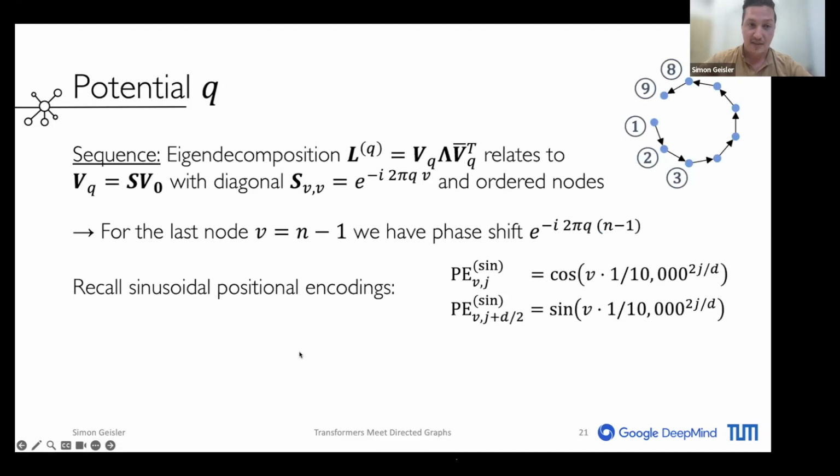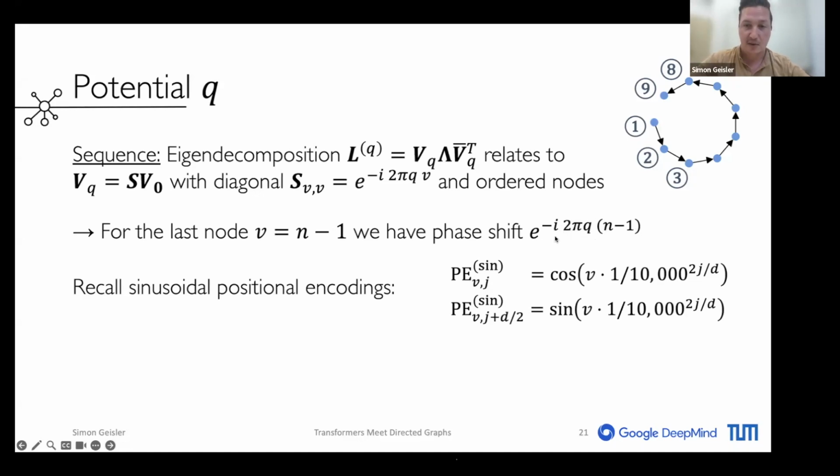Okay. Another thing, which is also a little bit arbitrary at the moment, is this potential q, which determines how big this phase shift is. And there's actually a very nice analogy to sinusoidal positional encodings. Here we have again the eigendecomposition for a sequence. We have this S matrix where we encode the node position v, and for the very last node we obtain this total phase shift of 2 pi q times (n minus 1). So this is the total rotation we're going to apply.